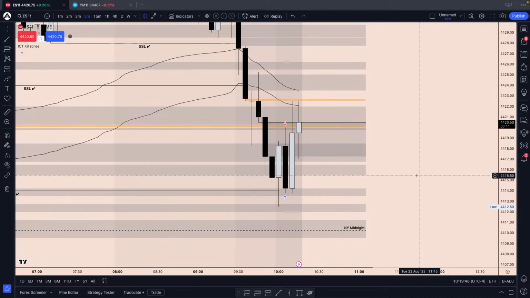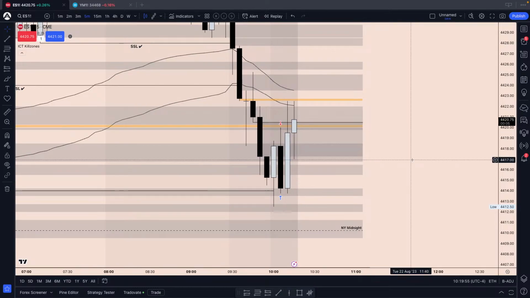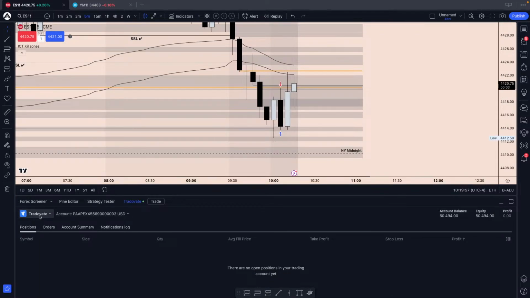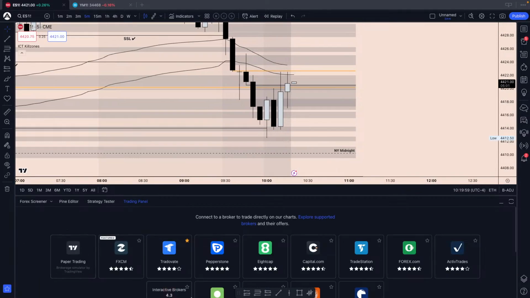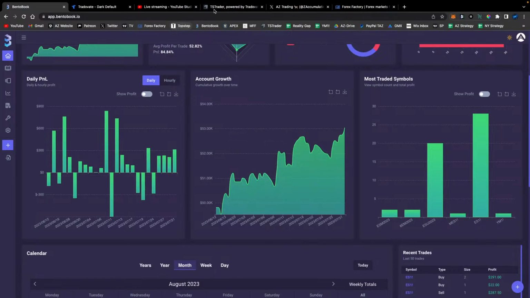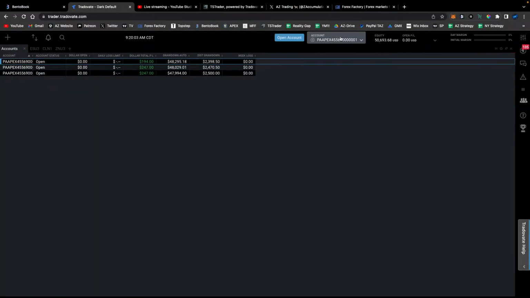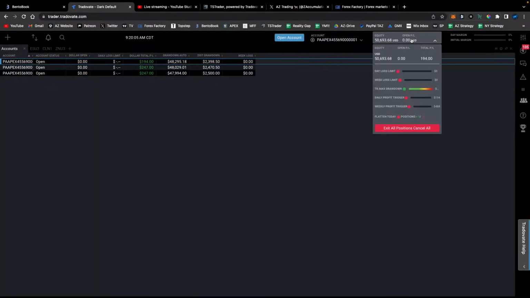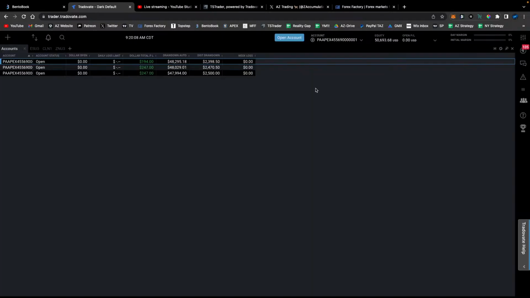Go to TradingView. Let's see. 11 seconds. Can we close above this bearish fair value gap? First of all, safety measure, log out, and make sure we close above it. Just a good habit to have. Exit all positions and cancel.